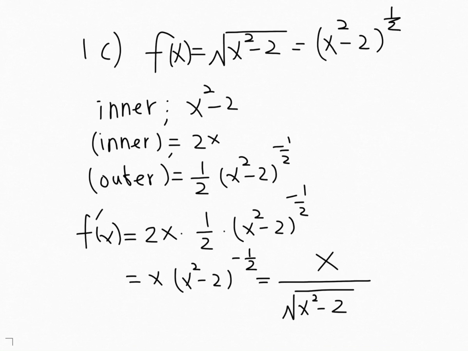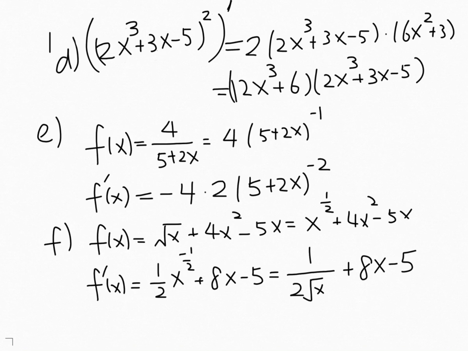And then I take the derivative of the outer. The derivative of the outer is going to be 1/2 of x squared minus 2 raised to the negative 1/2 power. Then the whole thing taking the derivative would be multiplying your inner with the outer, which reduces down to x times x squared minus 2 raised to the negative 1/2 power. And then you can definitely rewrite into x over the square root of x squared minus 2.